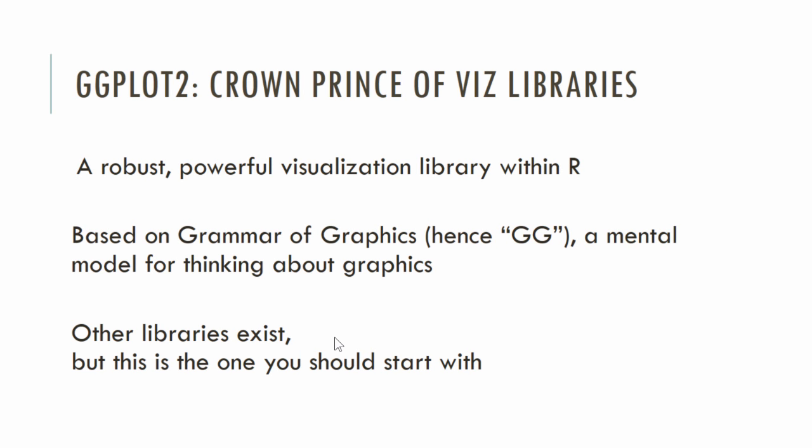When we talk about writing visuals in R, I, at least, am basically always talking about ggplot2. I consider it the crown prince of visualization libraries in R. It makes things very easy, but at the same time, is very, very flexible. There are libraries where it's easier, but they're more rigid. You can't do as much with them. ggplot2 is very, very powerful without being too hard, okay? It's based on the grammar of graphics, which is a mental model for thinking about graphics. Again, other libraries exist. Don't use them, not to start off with.